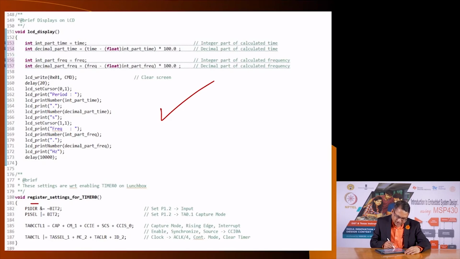This is important. This is the register settings for timer 0. What we have done is that we want to use P1.2 as input in the capture mode, and we want to use rising edge. We want to have interrupt enabled, and the source is CCI0A, which is P1.2, and the clock for the timer is coming from ACLK divided by 4. This is the meaning of this line of code.